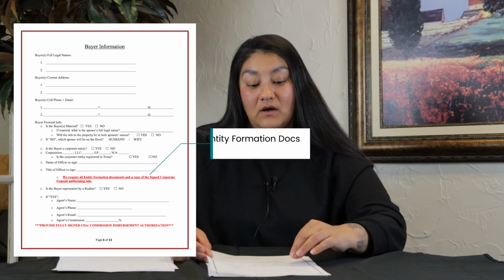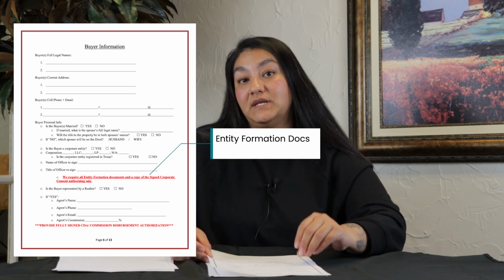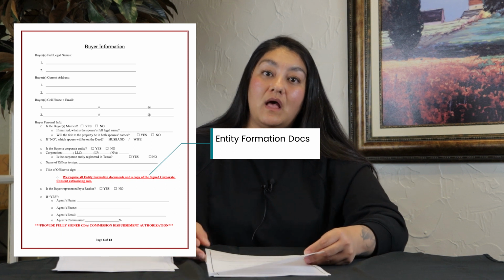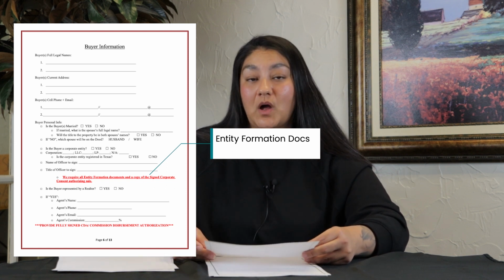Now, page 6 is the buyer's information. Again, it's important that we get the full legal name of the buyer, the address, cell phone numbers and email addresses, and also if they're married and if they're buying the property together with their spouse, or if they're buying it in an LLC or a different entity. We need to know the names of the officers if they are buying it in an LLC and what their titles are. Once we find out they're purchasing the property in an LLC, that's when we'll require LLC documents so we can see how to properly prepare the documents for closing.